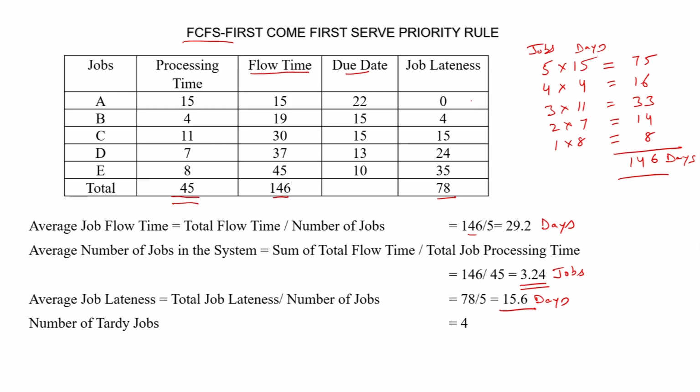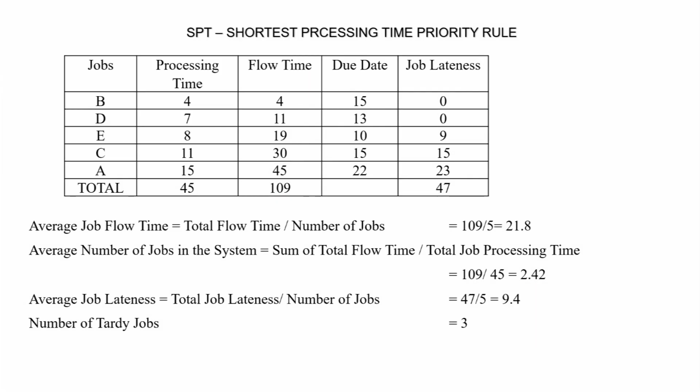Now, let us see the second priority rule, that is the shortest processing time. In the shortest processing time, as I said, we will sequence the jobs in the order of the processing time. That means the job having the minimum processing time will come at the top, and the job having the highest processing time will be the last job in the sequence. So, my sequence here is, I will first take B, then D, then E, then C, and then A. That is my sequence for shortest processing time.